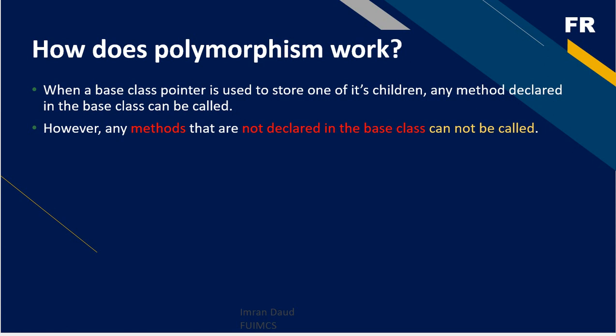So the base class pointer, as you can see right here, is used to store one of its children. Basically we are going to declare an object of the base class, and it will be holding a reference of a child class. Any method in the base class can be handled. However, any methods that are not declared in the base class cannot be called.